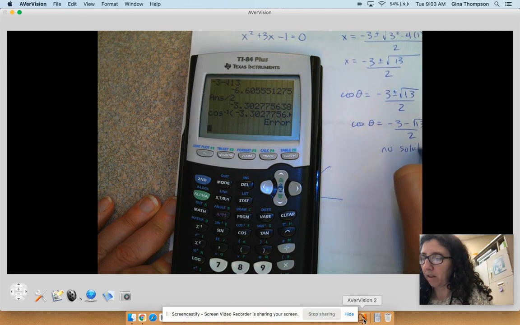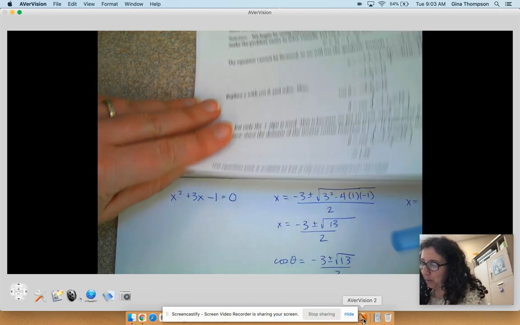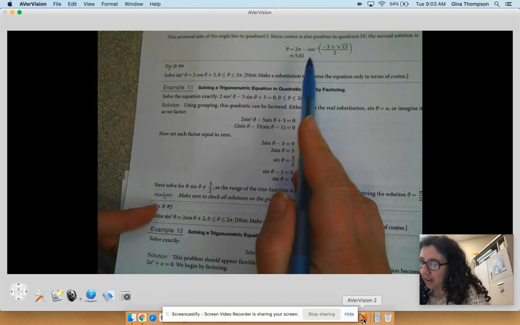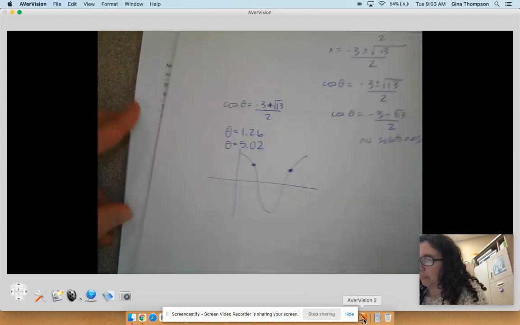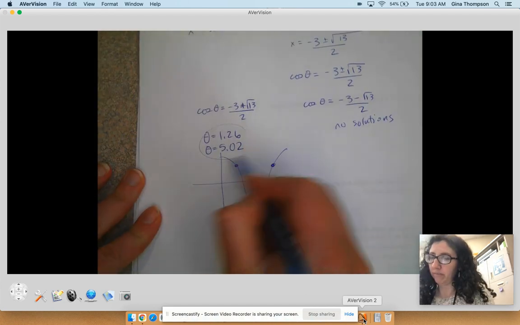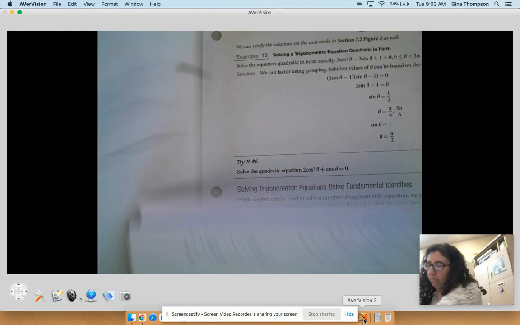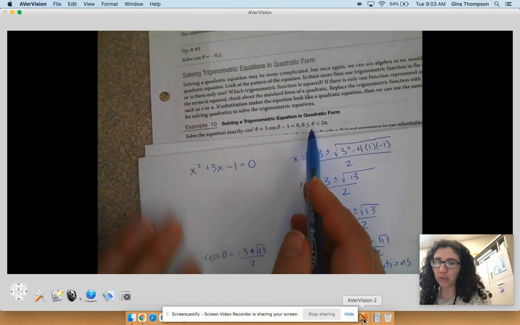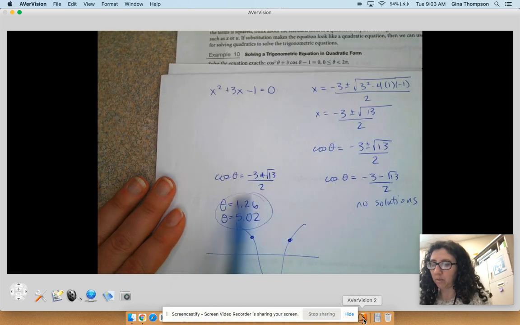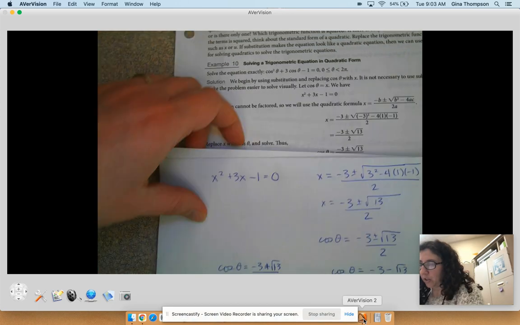And let's confirm, just because. The first one we got 1.26, and then 5.02. So this gives us no extra solutions, and these are the only two solutions to that original equation. Let's just go back and make sure we answered what they asked: solve this equation exactly for 0 to 2 pi. That's what we did. We got our two solutions here. Okay. All right, let's do another one.